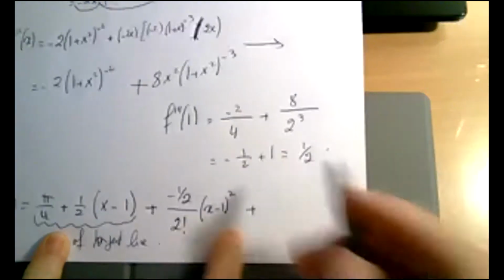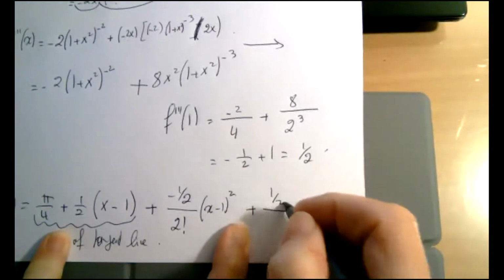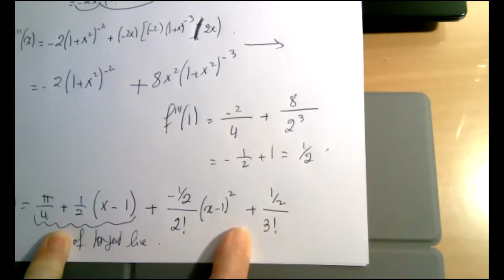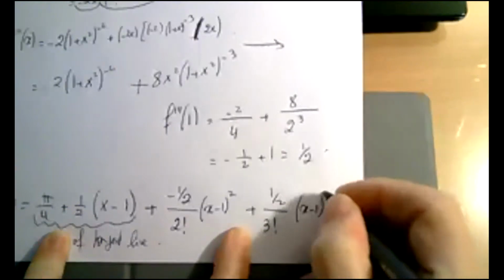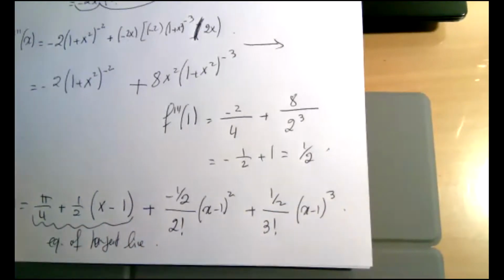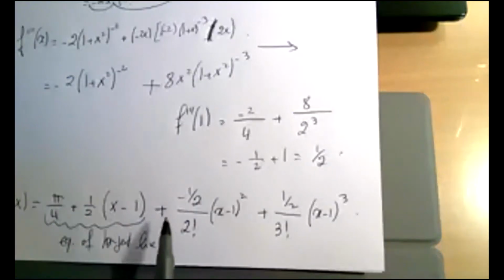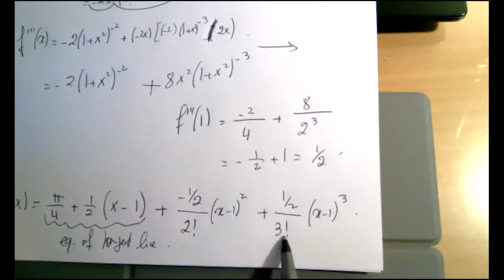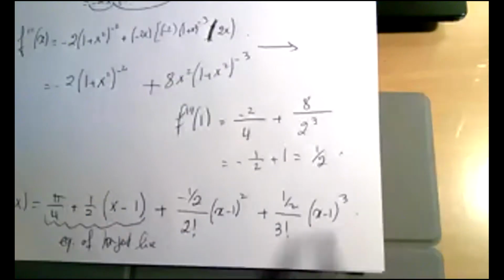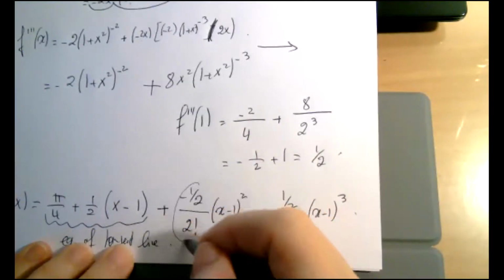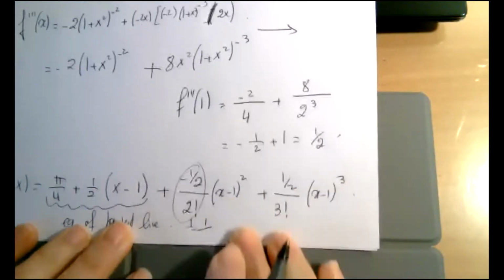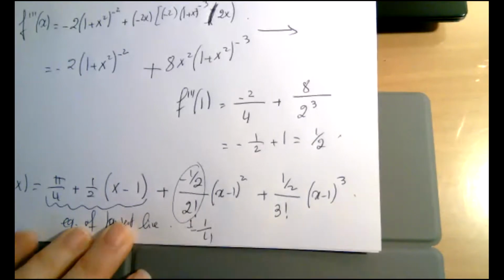Finally, we approximate it by a cubic. So I need the third derivative, which is a half divided by 3 factorial, times the quantity x minus 1 to the power 3. The last step would be to simplify a tiny bit. Minus a half divided by 2 factorial gives me minus 1 over 4, and a half over 3 factorial gives me 1 over 12. So the final answer will involve the following. This will become minus 1 over 4.